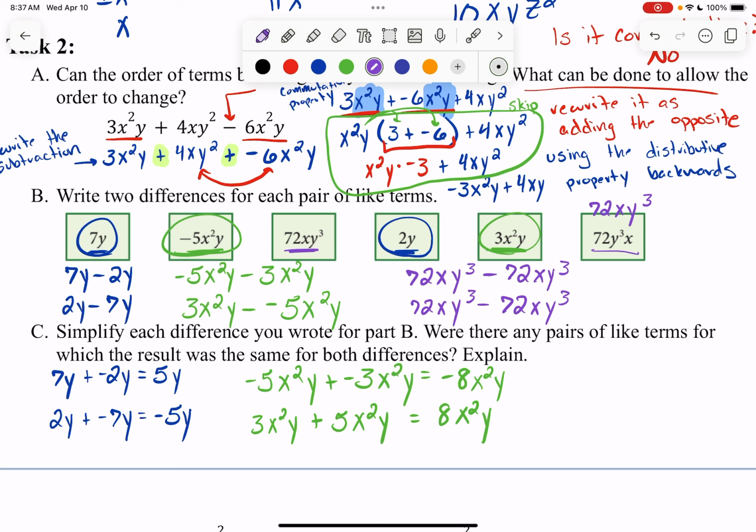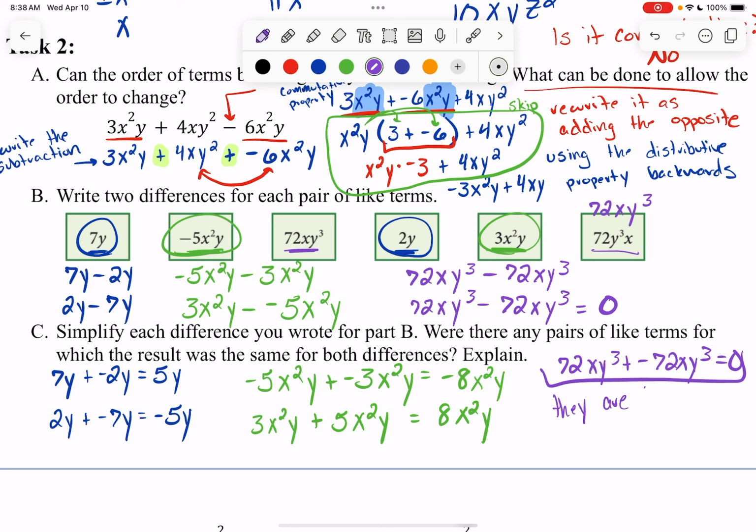Now the next one: if I have 72xy to the third plus a negative 72xy to the third, that gives me 0. And this other one is also 0 because they're the same. So were there any pairs where it didn't matter the order? Yeah, when they were the exact same thing. So yes. They are the same thing. So when you subtract them, you get 0. And that's the only time that will work with a subtraction.